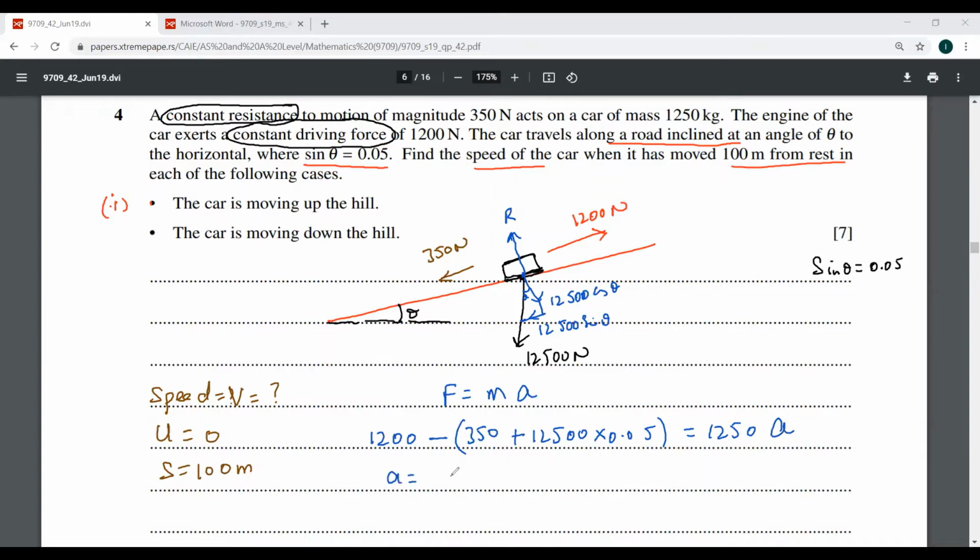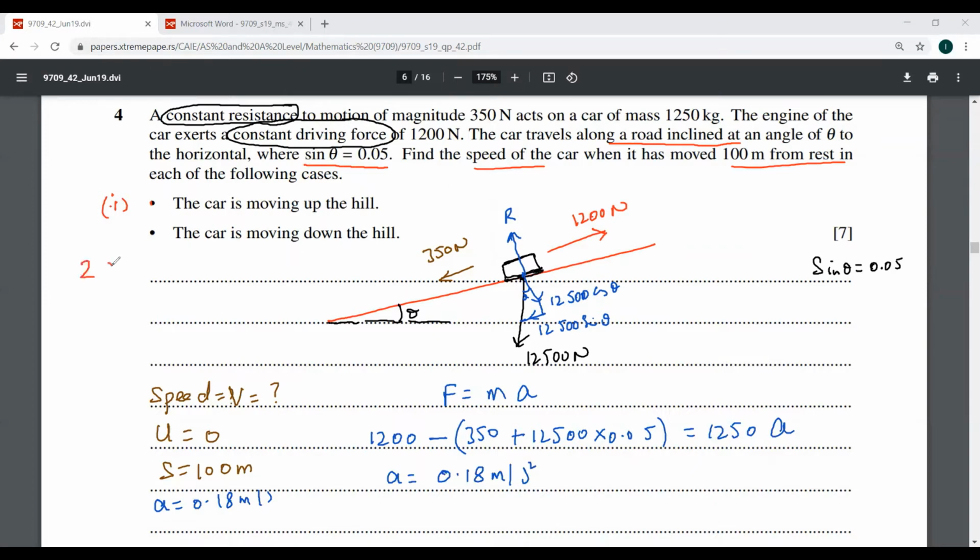So this A is exactly 0.18 meters per second square. Once we have that acceleration, which equation are we going to use? 2as equal to v square minus u square. So let's use that equation here.